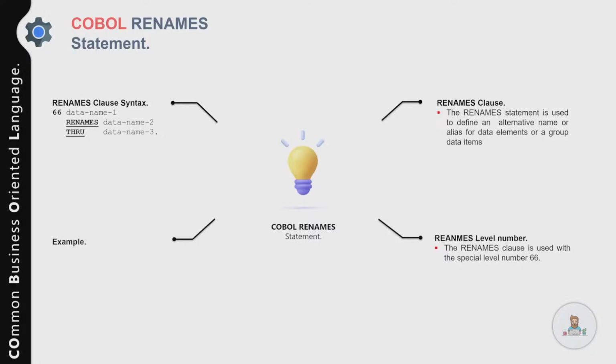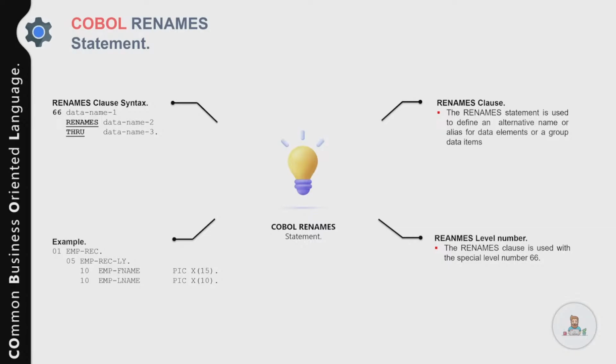Now let's talk about an example and understand how you can use the RENAMES clause in your COBOL program. In the following example, you have employee record, which is defined at level 1. Thereafter, you have employee record layout, which is a group variable defined at level 5, and it includes two variables. First one is employee first name, that is X of 15, and second one is employee last name, that is X of 10.